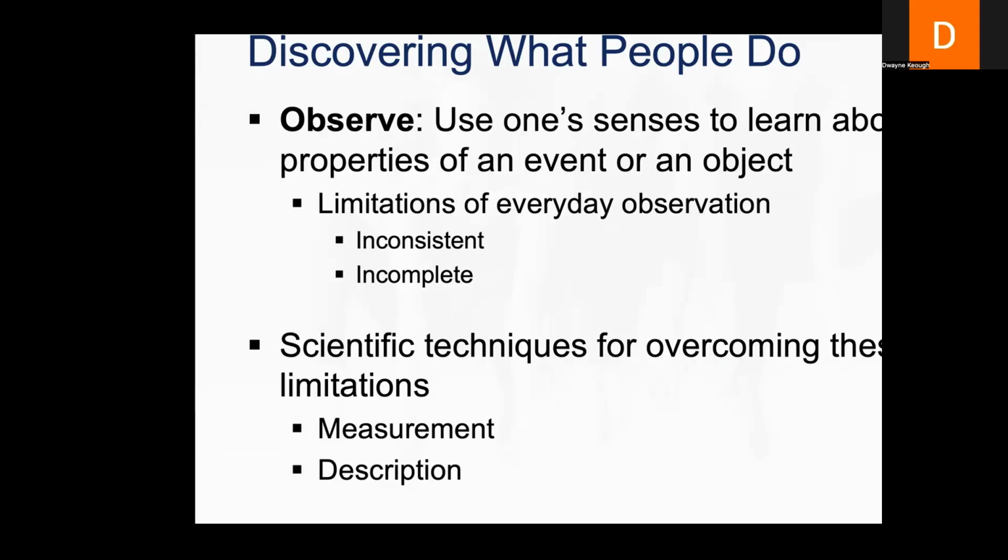The limitation of just looking and watching things is that it's inconsistent. It doesn't give us a complete picture of what's going on because we're not interacting with people when they do stuff. We're just passively watching and recording. But we do have techniques that can overcome these limitations. There are different measurement techniques and ways to describe scenes in vivid detail to account for as much information as we can.